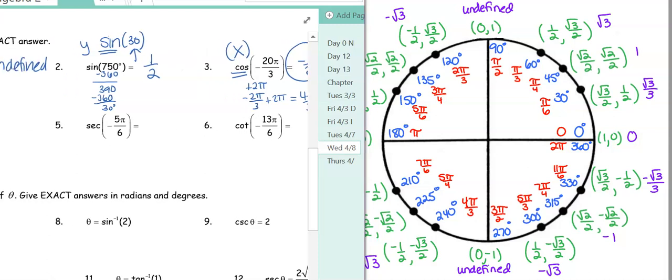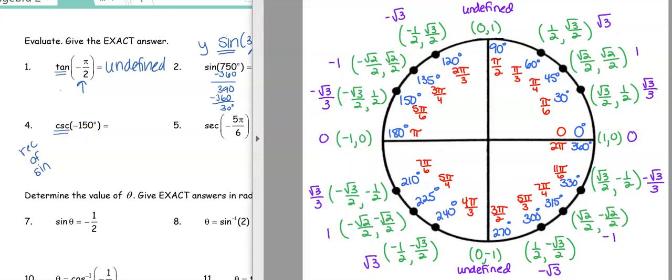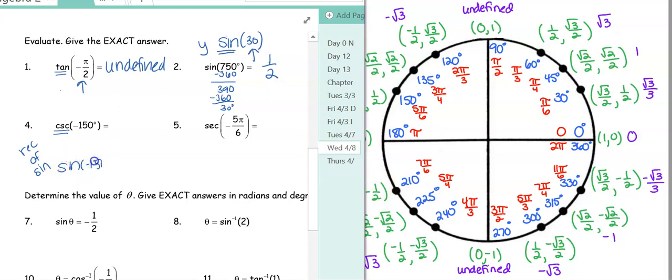We do get some more tricky ones besides coterminals. Cosecant. Remember, cosecant is the reciprocal of sine. So if I'm at negative 150, a positive 150 is right here. If I'm going a negative 150, I'm really here at 210 degrees. And what we want is the reciprocal of sine, which is the reciprocal of y. So sine of negative 150 is a negative 1/2. So for the cosecant, we do the reciprocal of that, which makes that value a negative 2.